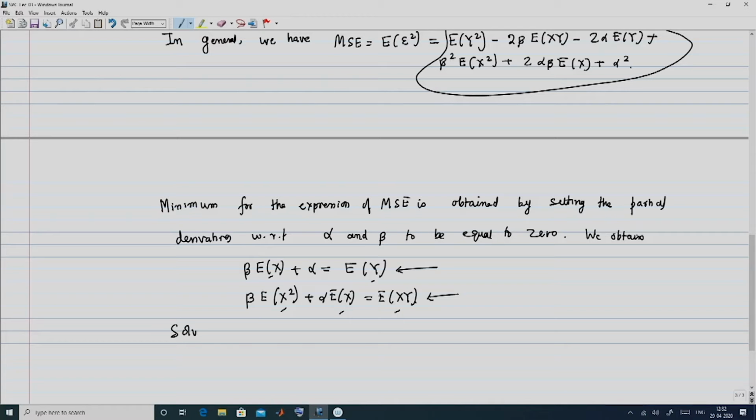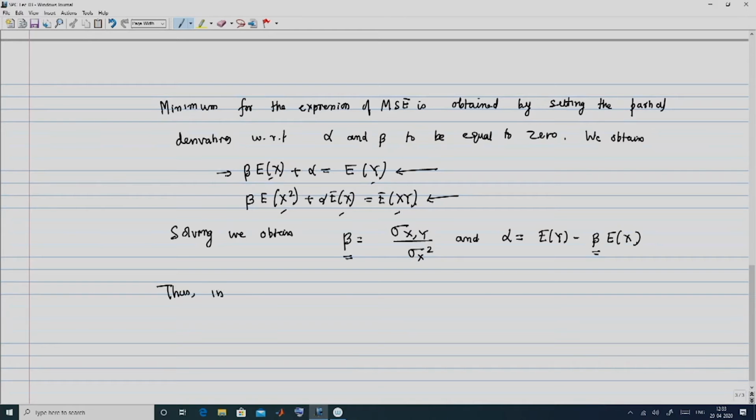So, accordingly, by solving we obtain that beta is equal to covariance of xy divided by variance of x, and consequently from the first relation you can obtain alpha. From this relation here we get alpha is equal to E of y minus beta E of x, where of course I have already obtained what beta is going to be.